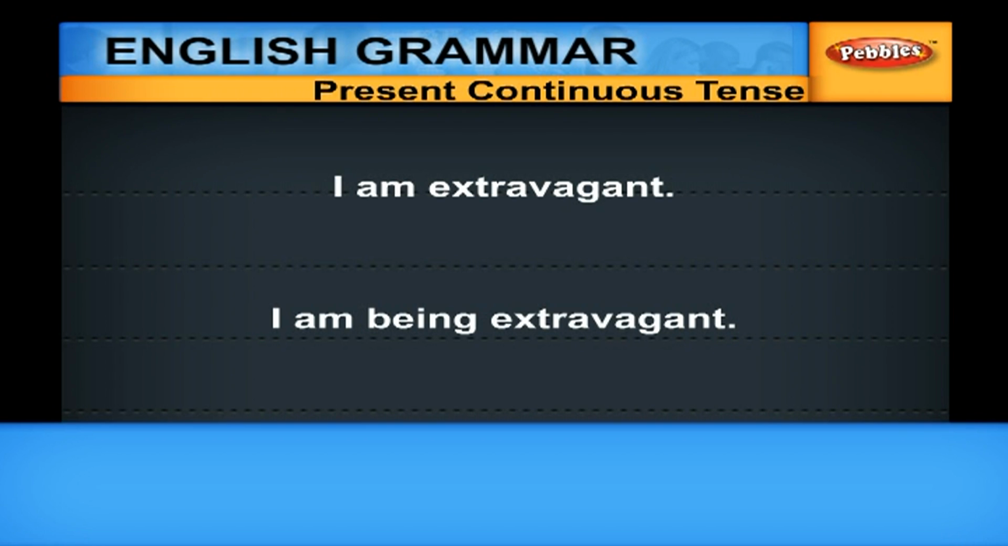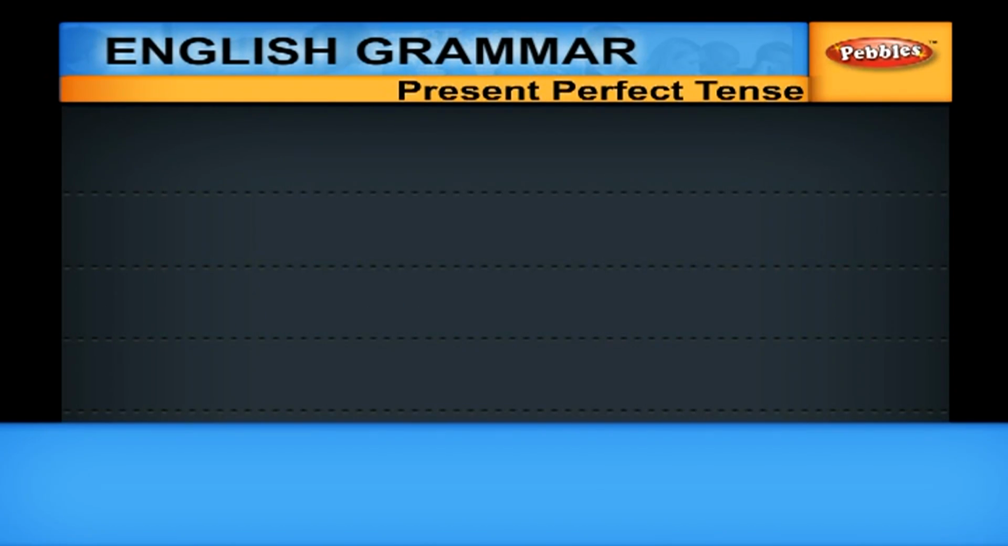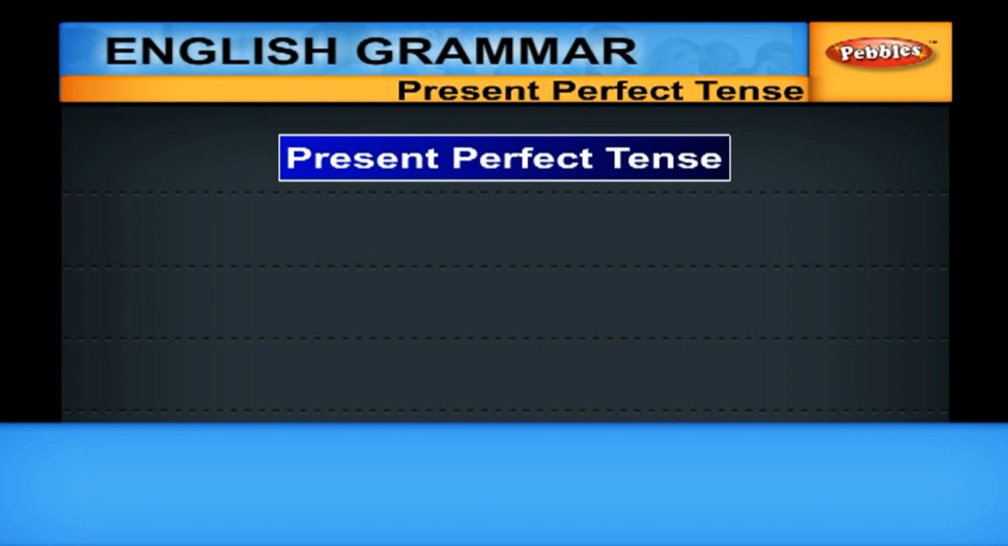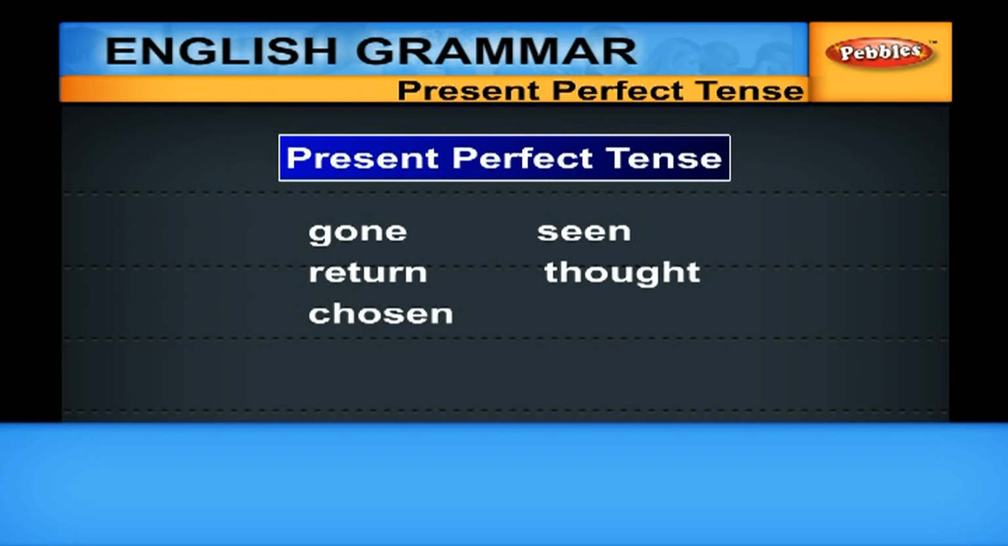Now we go to the next aspect in the present tense. We are going to take up perfect. Present perfect tense. How do you form a present perfect? In the present perfect, we have to use the past participle as the main verb, what we named VEN. Gone, seen, returned, thought, chosen. The past participle form has to be used as the main verb.